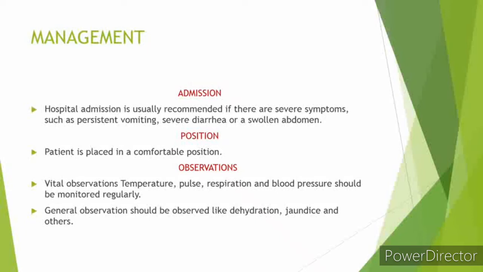Most times in a comfortable position, but according also to the signs and symptoms. Like a patient who will come with difficulties in breathing, we shall at least go in for a sit-up position. Then observations, and in the observations, first is doing the vital observations, where we have temperature, pulse rate, respiration rate, and blood pressure should be monitored regularly. Then general observations, like you have to observe or assess the patient for dehydration, jaundice, and many others.